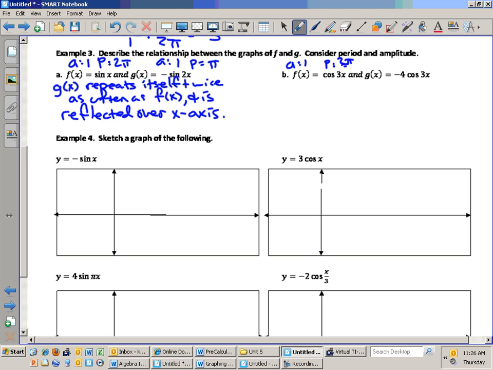2 pi over 3. What's the amplitude for the second one? 4. What's the period? 2 pi over 3. So, true or false? They repeat themselves with the same often-ness. True, sure. Horrible language. Then how are they different?